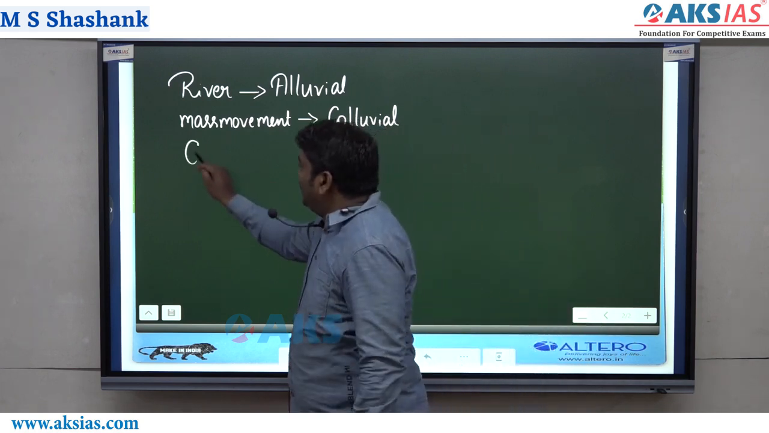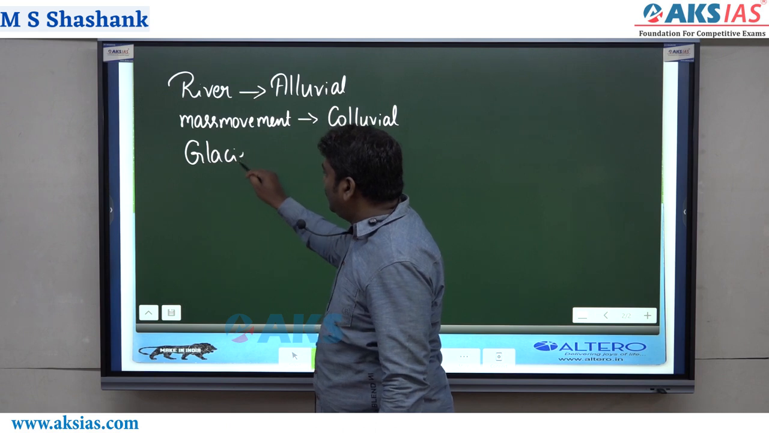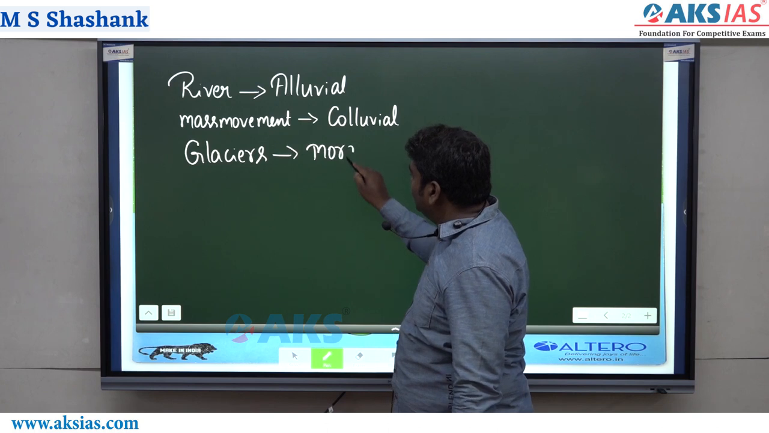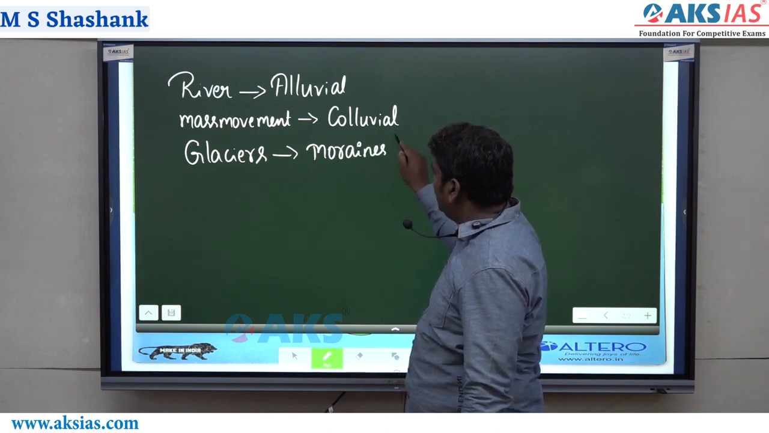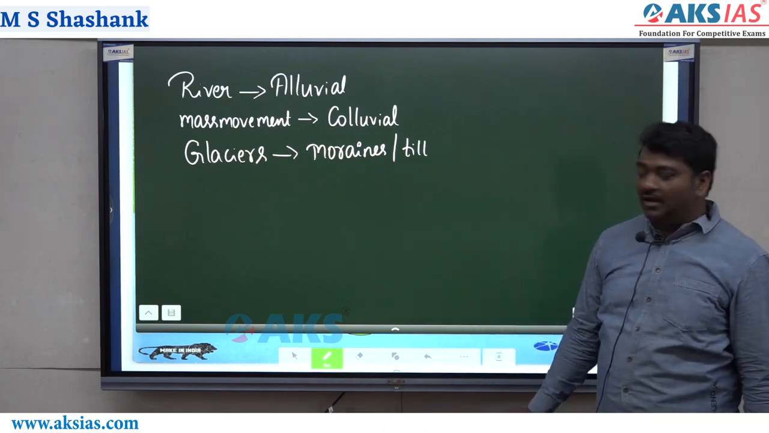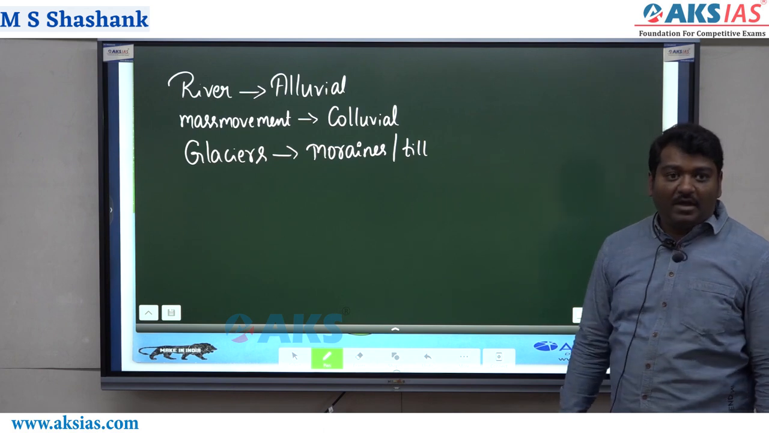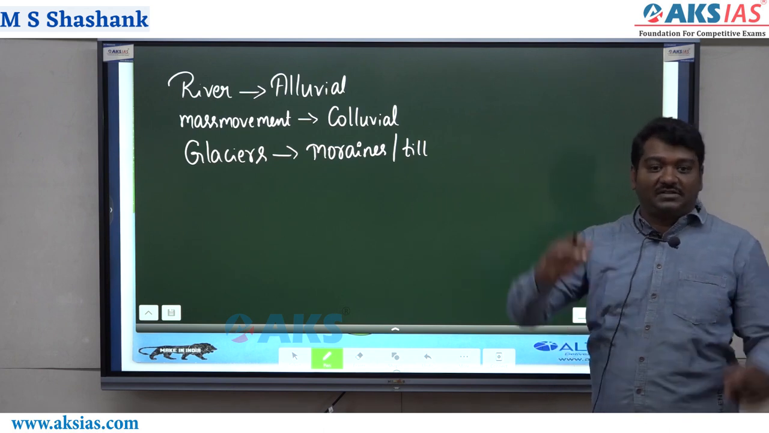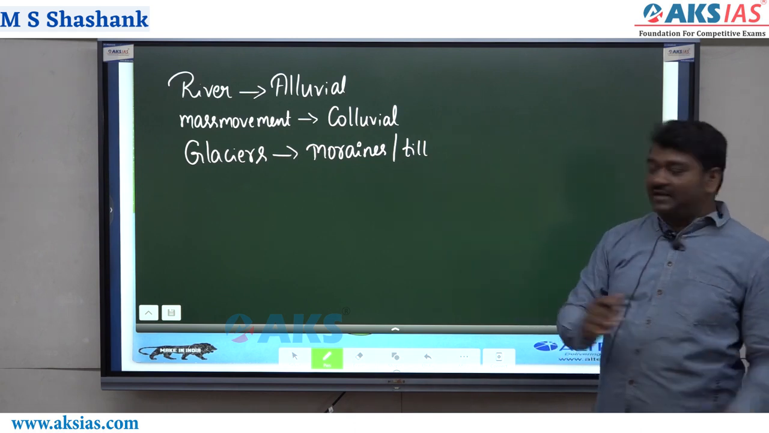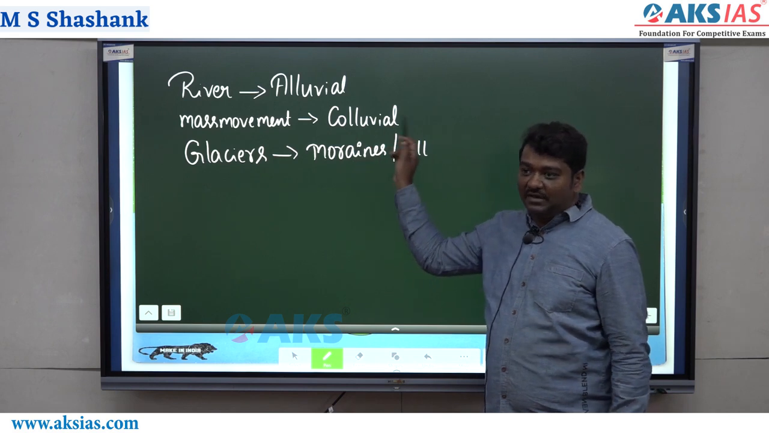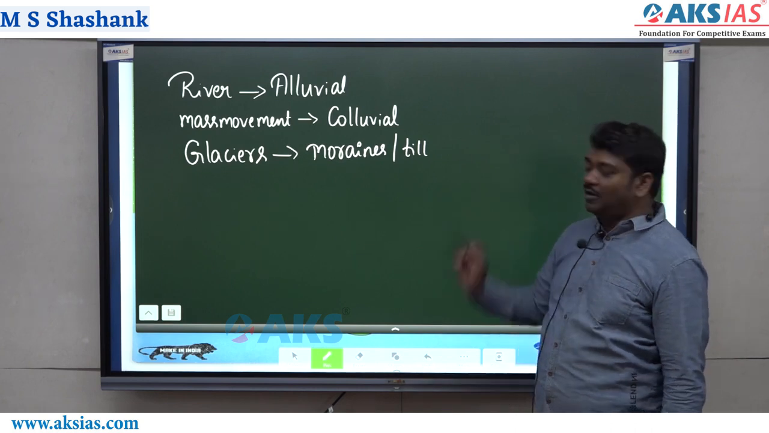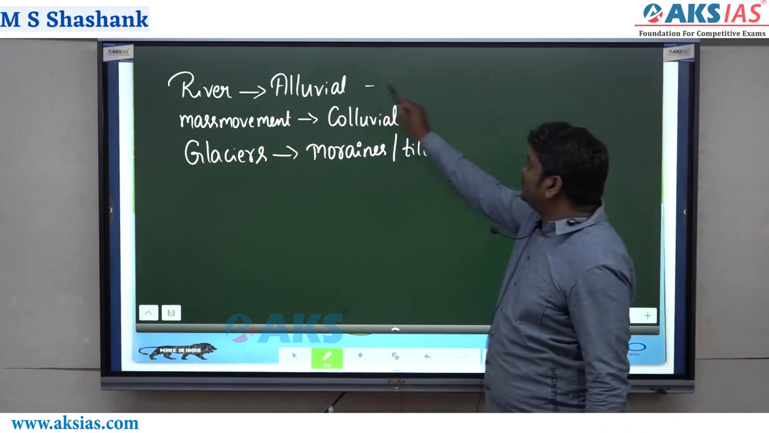Whenever glaciers deposit, we use the term moraines or till, right? India has glaciers, so this term is also important. Wherever mountains are there, you will have colluvial as well. But wherever rivers are there, which soil will be present? Alluvial soil.